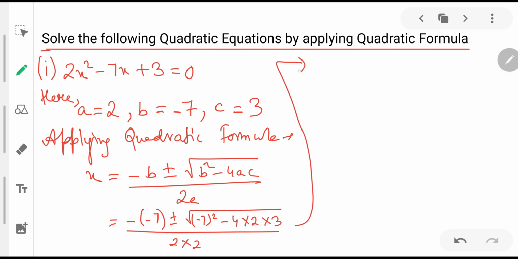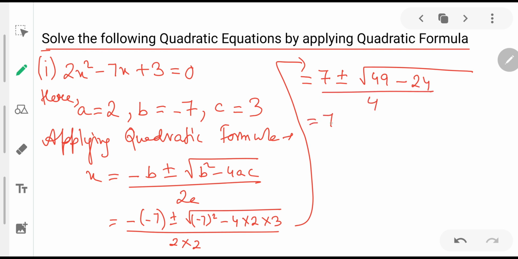I am solving the remaining part here. So what will we get? Minus 7 is 7, plus minus root over minus 7 whole square, which is 49, because even if there is a minus in the case of a whole square, the result will always be positive. So 49 minus 4 2s are 8, 8 3s are 24, divided by 2 2s are 4. So it equals 7 plus minus root of 25, which is 5, divided by 4. So ultimately we get 7 plus minus 5 divided by 4.